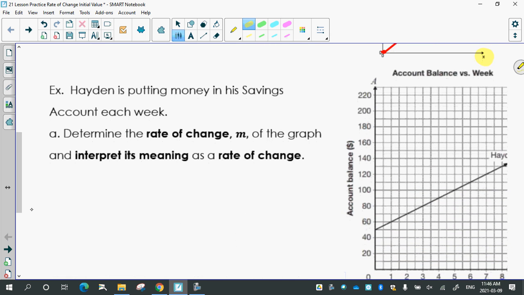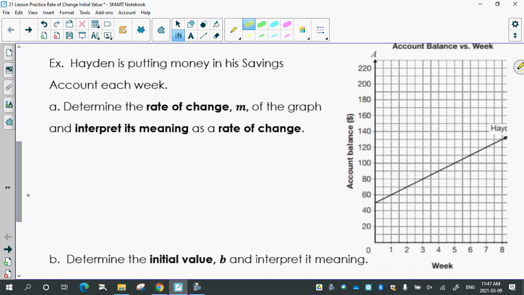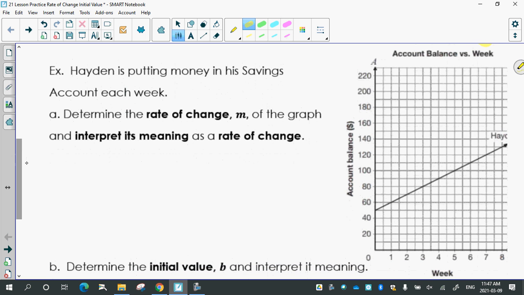So, our first question. Hayden is putting money in his savings account each week. Determine the rate of change m of the graph and interpret its meaning as a rate of change. So we know rate of change means slope. Okay, and we're given a graph, so we want to make a right triangle and get our rise and run. Okay, so I know that's a point on my graph. Great. Find another corner that you know that goes through for sure. And you can make your triangle as big or small as you want, as long as you know for sure it goes through on a corner. Okay? Then you got to get your rise and your run.